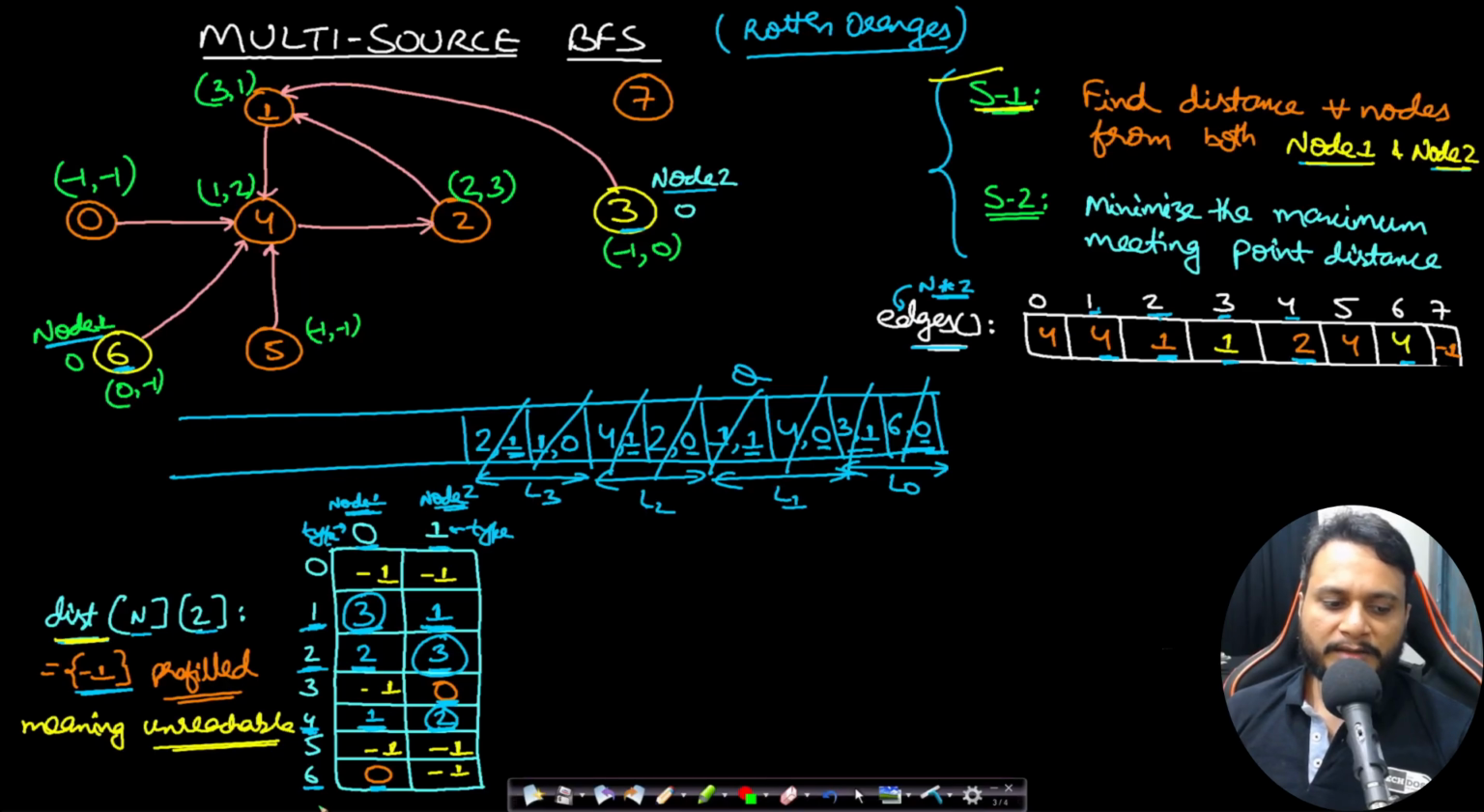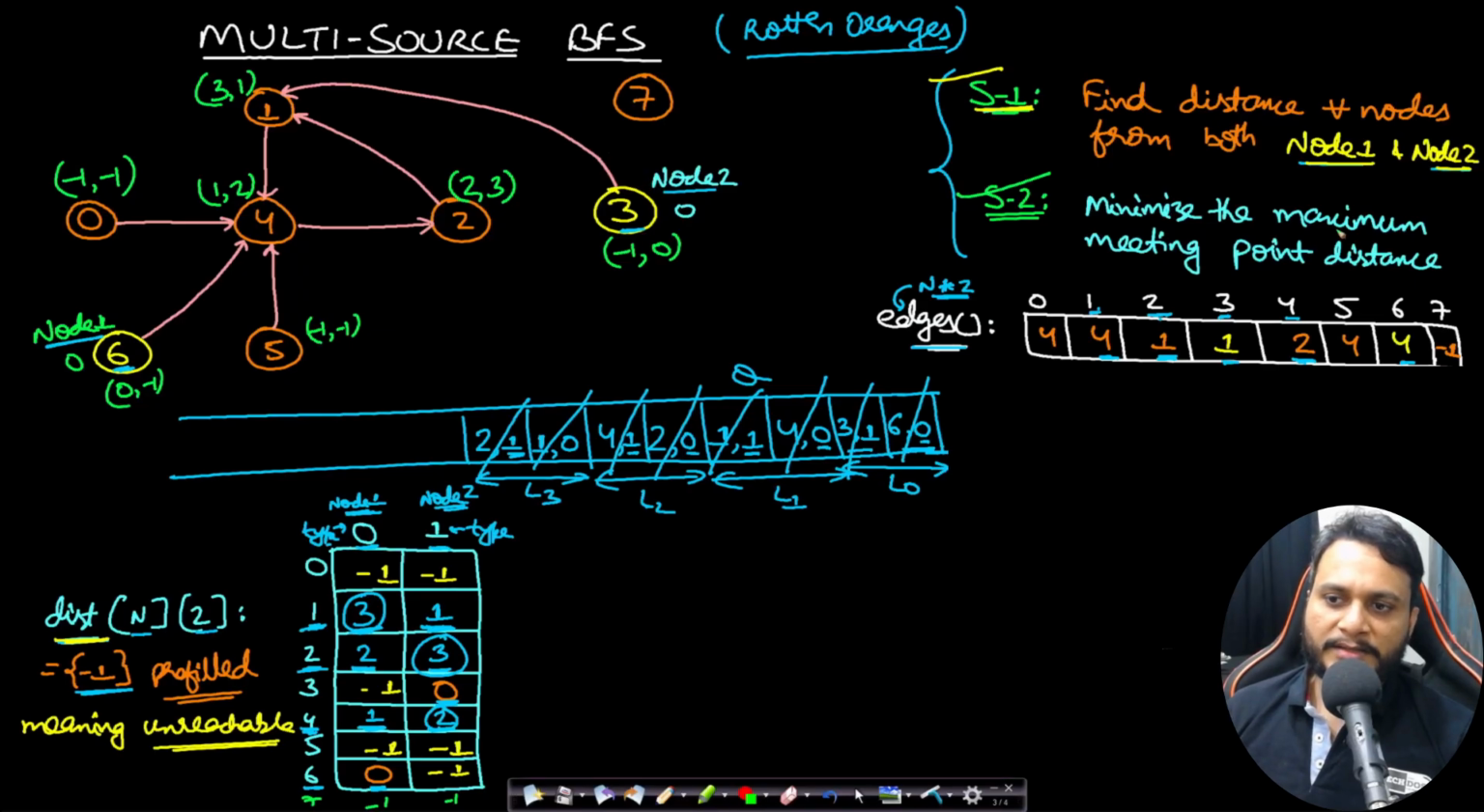Now I haven't made the entry for 7. For 7 it will always be -1 -1, because 7 is in a separate component than node 1 and node 2. Okay, so we have taken 2 components, 7 is in a separate component, so it will always be -1 -1. Now once I have updated these values, you can see them clearly.